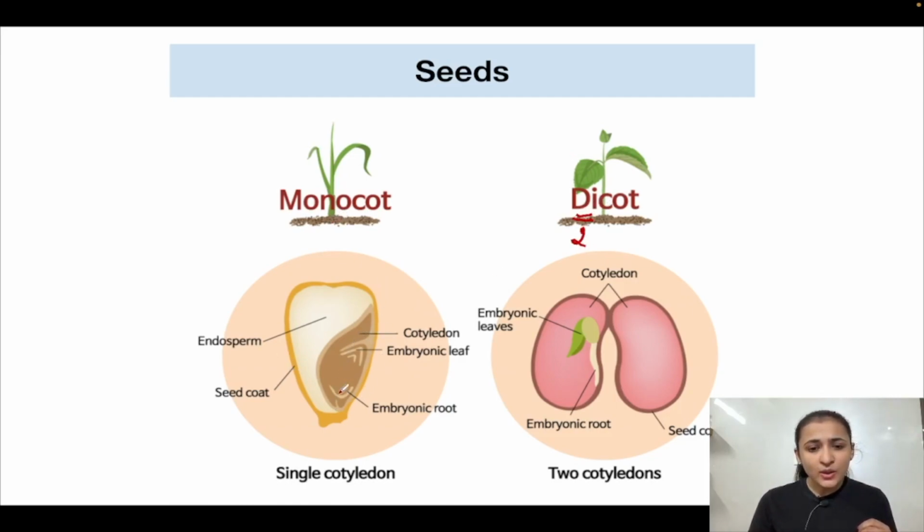So this is a monocot seed. See, this is the embryo part of the seed. It comprises the embryonic leaf and embryonic root. Then this is the dicot seed. It comprises the embryonic leaves, and this is the embryonic root. The embryonic leaf is basically the plumule part, and the embryonic root is the radicle part. Then this is the seed coat, which is covering the seed. Sometimes in endospermic seeds, endosperm is present to provide nutrition to the developing embryo. And then ultimately these are the two cotyledons. Here a single cotyledon is present. See, this is a single cotyledon.